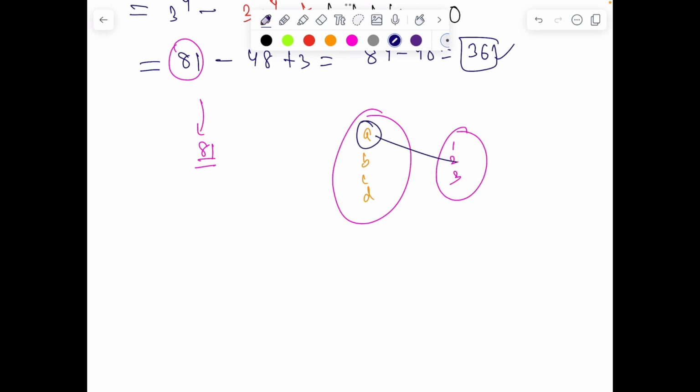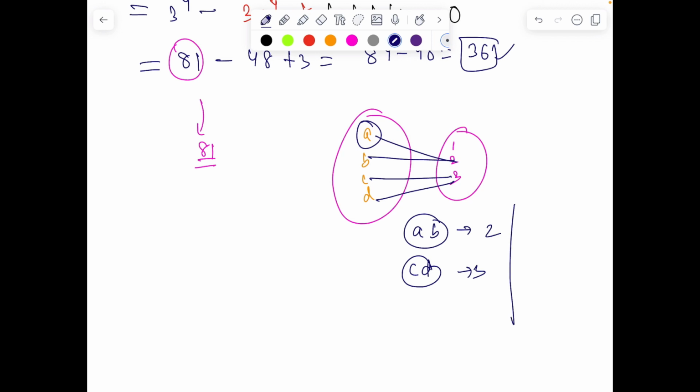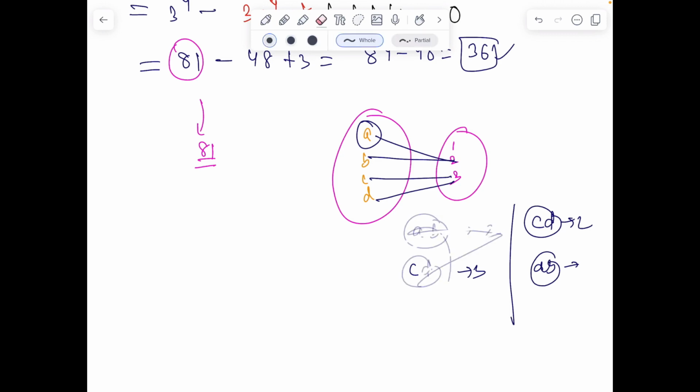A B C D. When A and B are going to 2 and C and D are going to 3, in that case 1 is empty, right? It also counts when CD is going to 2 and AB is going to 3.